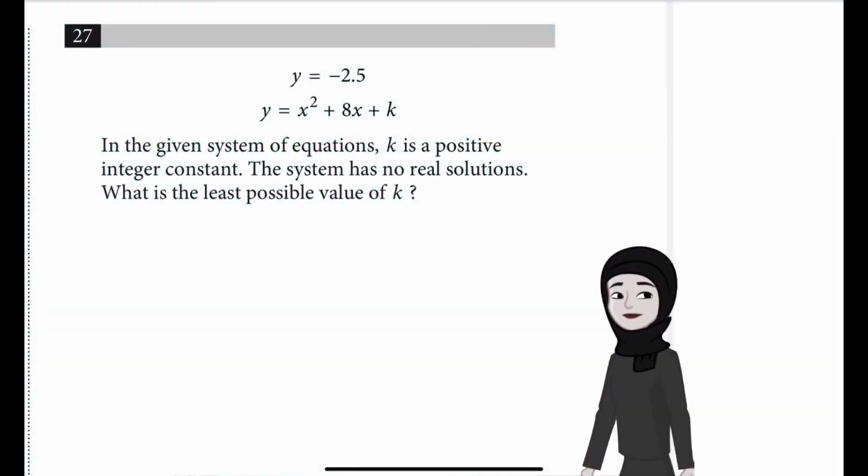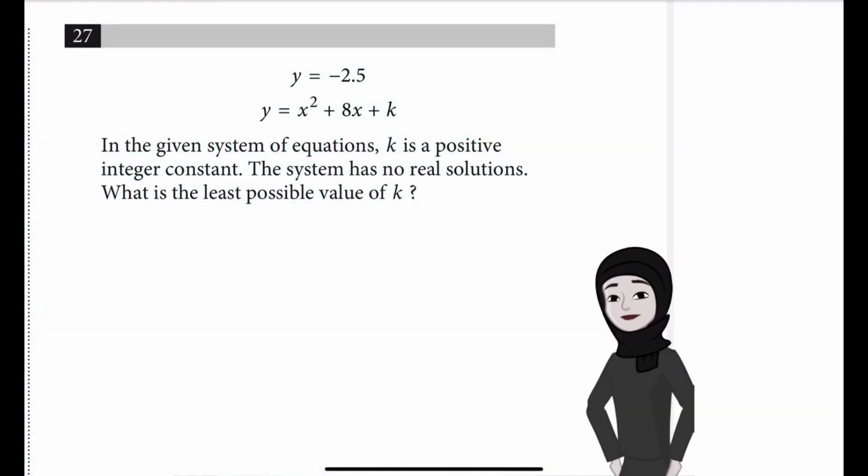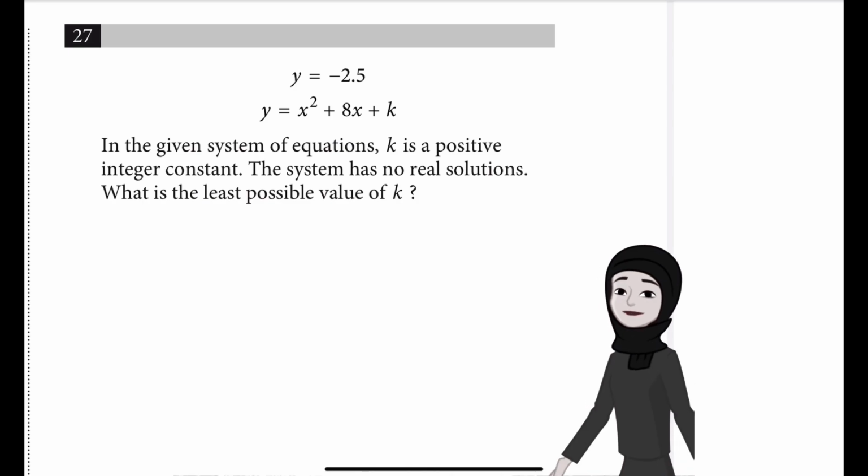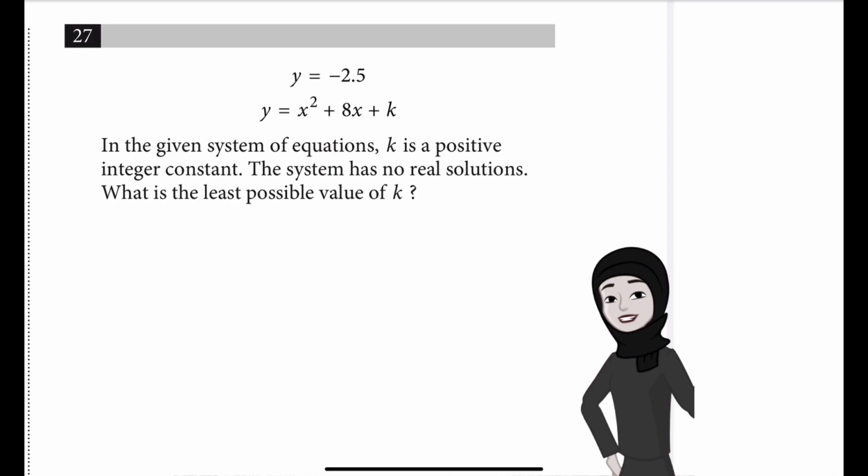Question number 27. y is equal to negative 2.5, y is equal to x squared plus 8x plus k. In the given system of equations, k is a positive integer constant. The system has no real solutions. What is the least possible value of k?